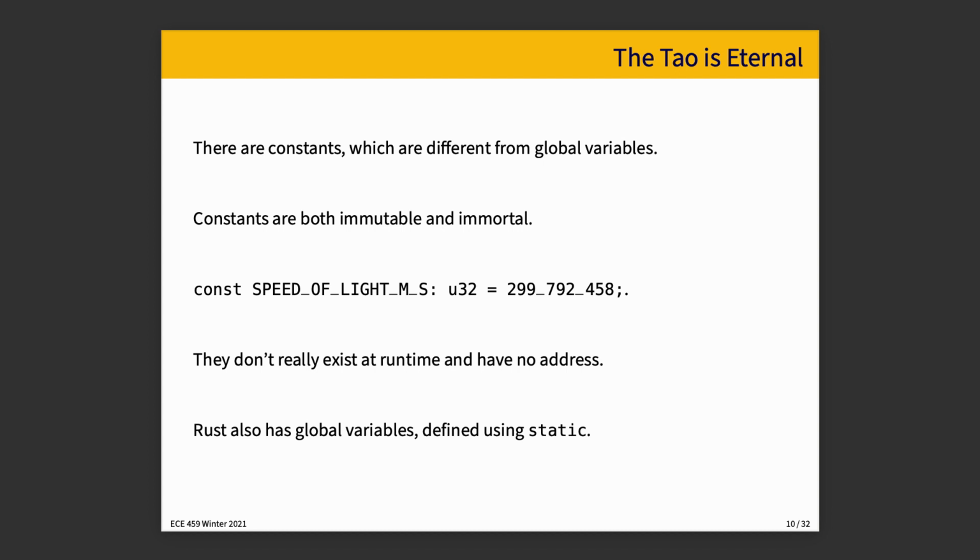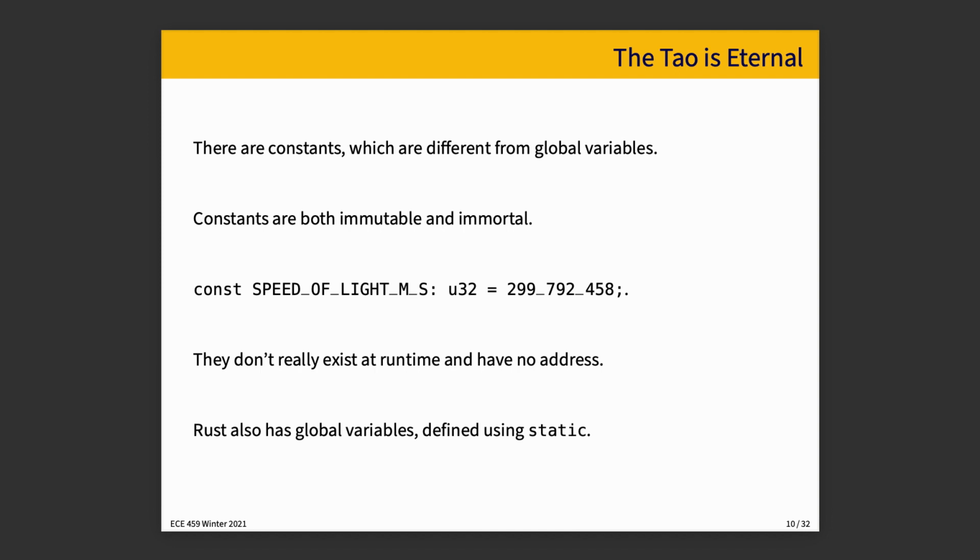Constants don't really exist at runtime, and they don't have an address. This prevents you from doing all kinds of really dark things that we do in C, where we take addresses to global variables or that kind of thing. You can't in Rust. It doesn't have an address. Does it even exist? This has gotten very metaphysical. It still has an effect in your program.